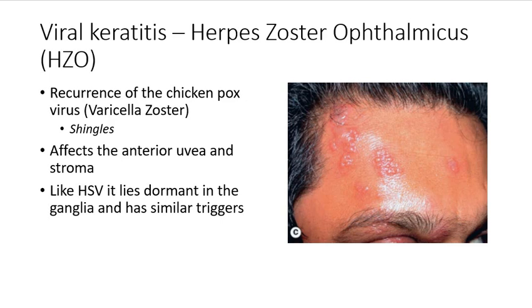How you tell the difference between the two is that herpes zoster ophthalmicus is associated with this rash or crusting on the forehead and around the eye, whereas herpes simplex virus is not, and herpes zoster ophthalmicus is associated with much more severe pain compared to the herpes simplex virus.